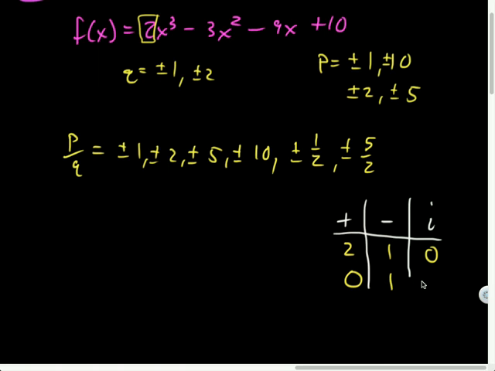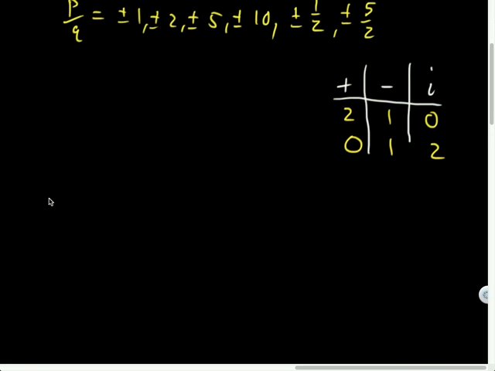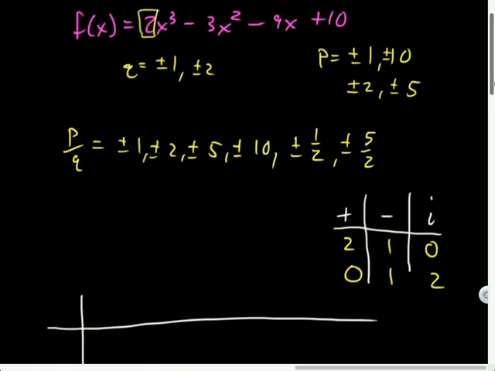Or there could be 0, 1, and 2. Yep, I agree. So, all right, what do you guys want to try first? Negatives? Negativo. Here we go. All right, let's set up our chart. 2, -3, -9, 10.